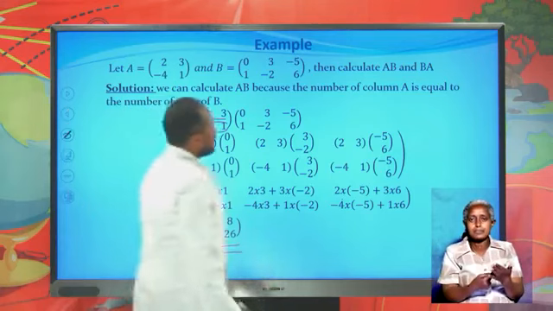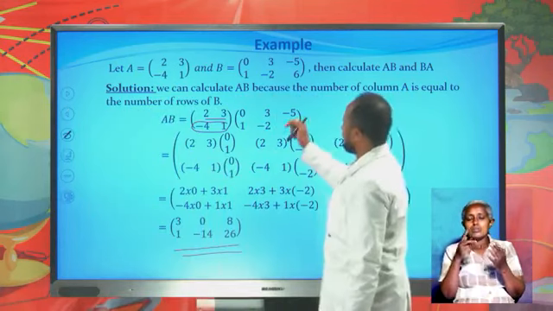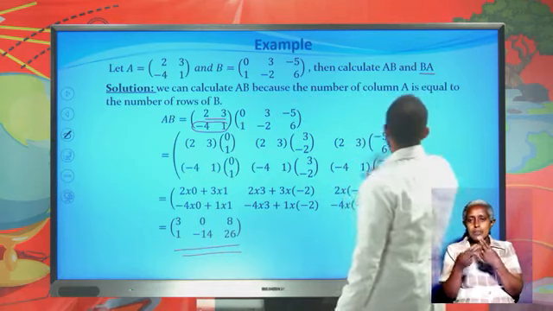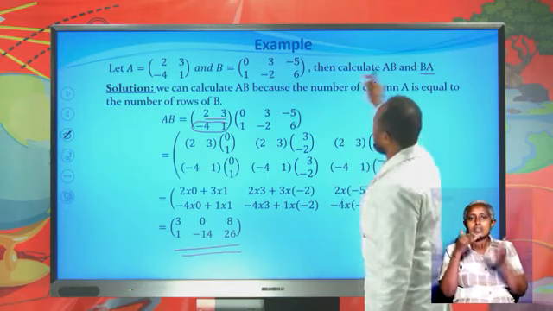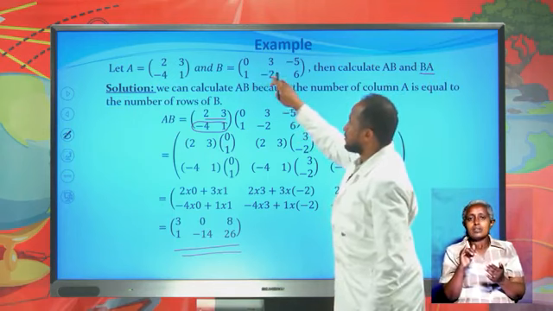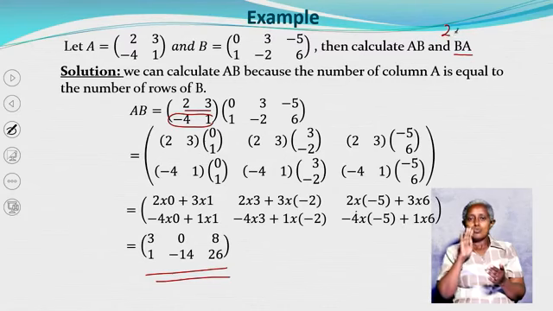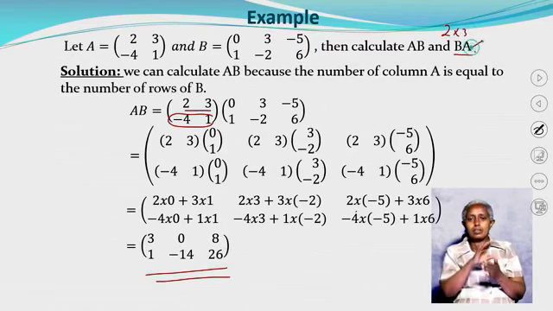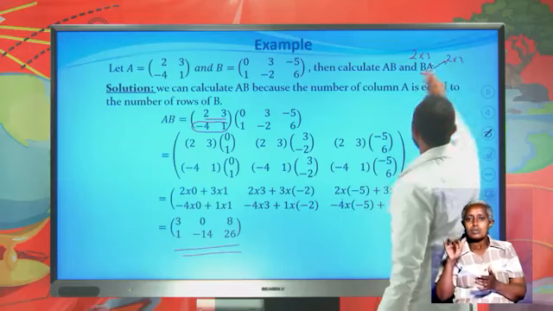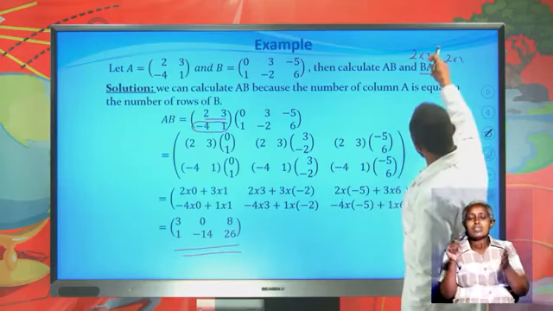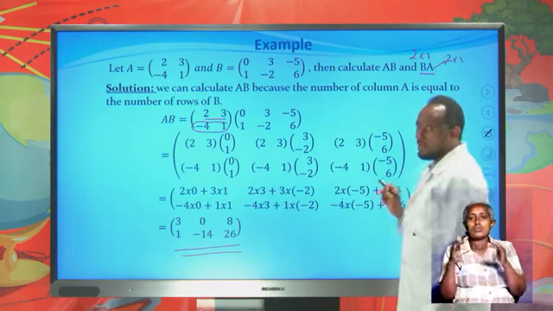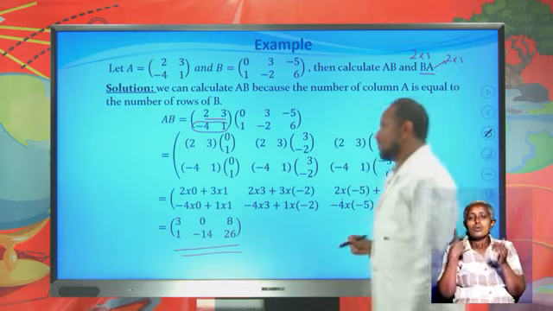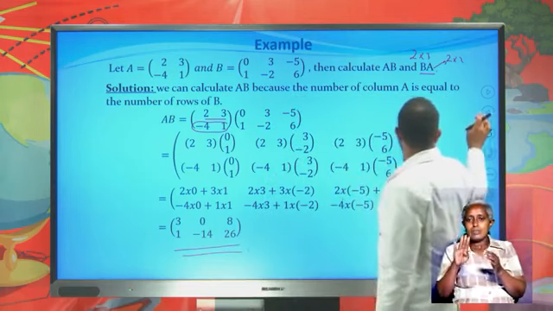But here, we are also asked to find what? B times A. To multiply B times A, let's see the size of these matrices. The size of matrix B is this. It has 2 rows and 3 columns, 2 by 3. And the size of matrix A is 2 by 2. To evaluate this, the number of columns of the first matrix must be the number of rows of the second. But these two are not equal. Since these two are not equal, we cannot evaluate the matrix B times A.